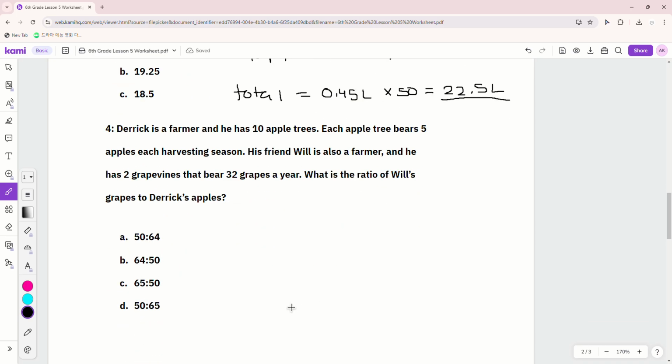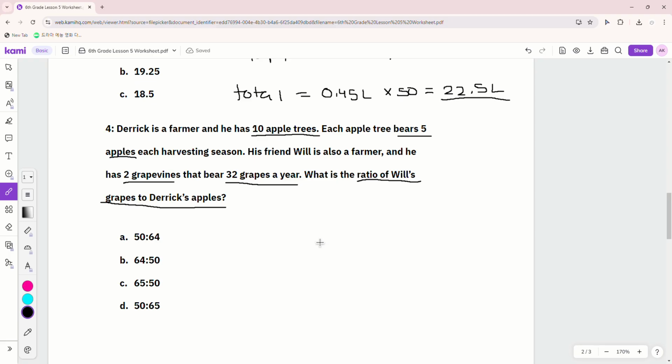Next is number 4. So he has 10 apple trees. Each tree bears 5 apples. And his friend is also a farmer and has 2 grapevines that bear 32 grapes a year. So for this question, you're finding the ratio of Will's grapes to Derek's apples.